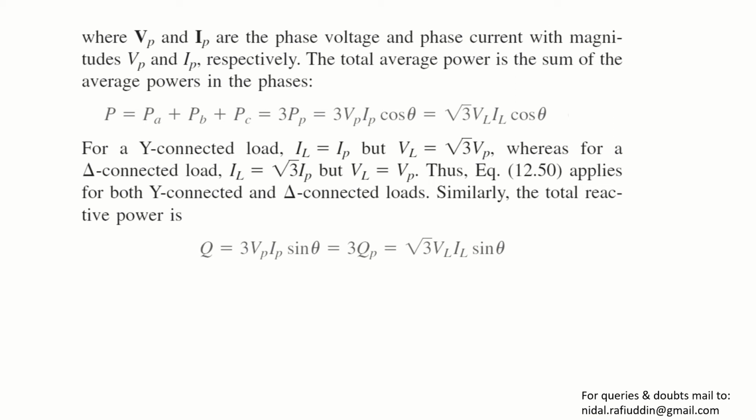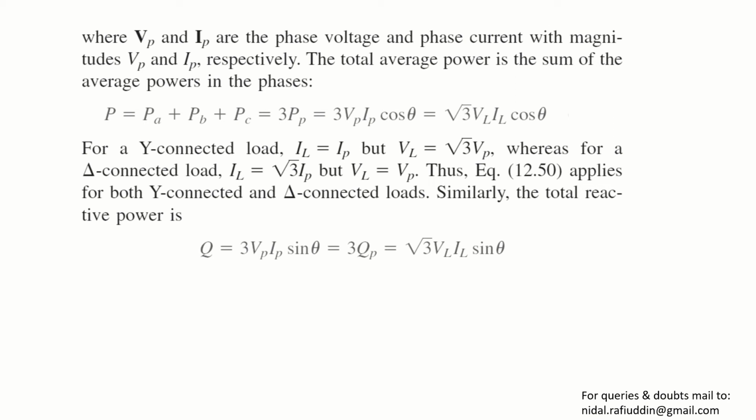The total average power is the sum of the average powers in the phases. Suppose you have three phases A, B, C, then the average power in A, in B, and in C, all summed together, gives the total average power in the three-phase system. Since we are talking about a balanced system, in each of the phases the power is equal, Pp, and thus the average power of the three-phase system will be 3 times Pp, which is 3 Vp Ip cos theta.